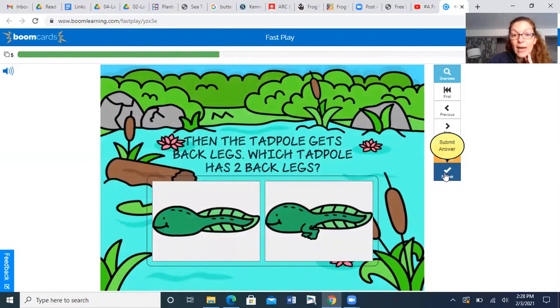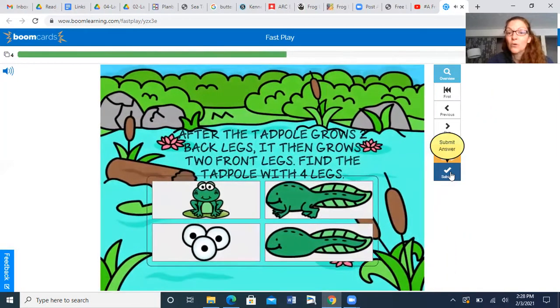Then the tadpole gets back legs. Which tadpole has 2 back legs? This one? No. This one? Phew, you guys are here to help. After the tadpole grows 2 back legs, it then grows the 2 front legs. Find the tadpole with 4 legs. Is this the tadpole with 4 legs? Don't let me trick you. Oh, it has 4 legs, but that's not the tadpole. Is that the tadpole with 4 legs? This one.